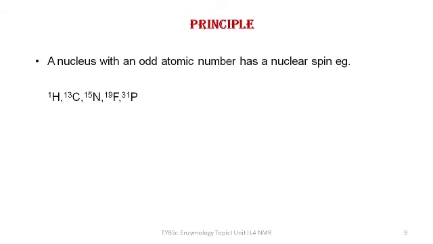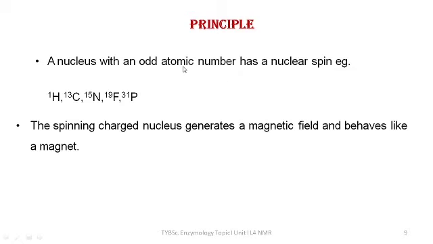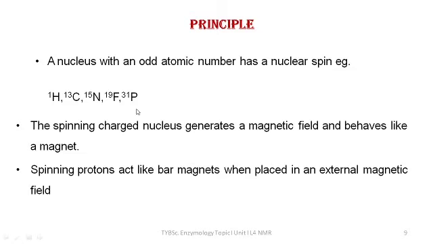The principle can be explained elaborately in this way. We know that every atom has a nucleus and an electron which is spinning in the orbitals that are around the nucleus of the atom. All the atoms that have an odd atomic number, that is, an odd number of protons in the nucleus, have a nuclear spin. These are the examples of the atoms having odd atomic number. The spinning charged nucleus generates a magnetic field and behaves like a magnet.